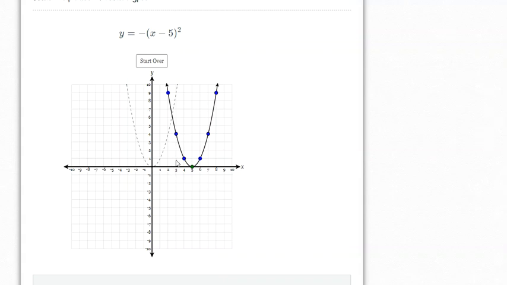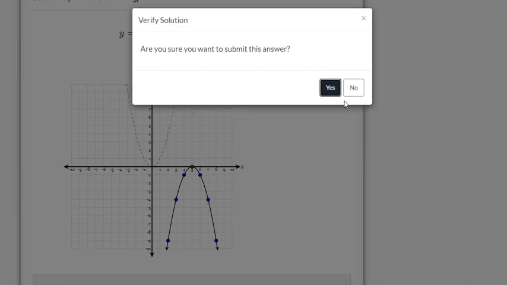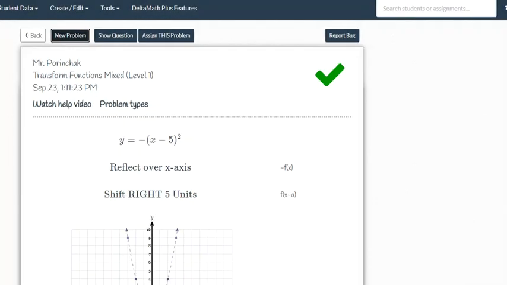So for example, this point right here at 3, 4 is now going to be at 3, -4. Take your time lining it up and making sure it's correct. And then again, check some points. For example, this dot right here is at 4, -1. Let's just make sure that that's correct. 4 - 5 is -1. -1 squared is +1, but the negative on the outside goes back to -1. So 4, -1 is a good point. Submit answer, get that green check mark.